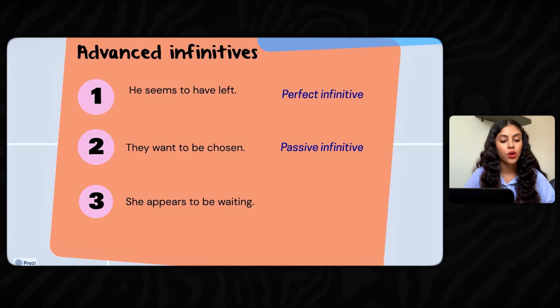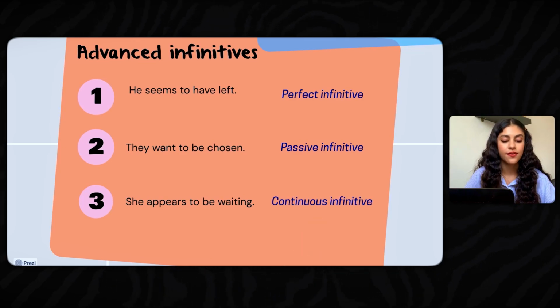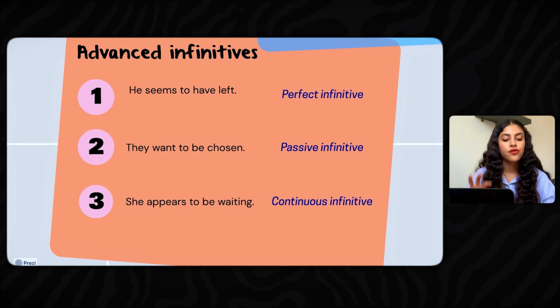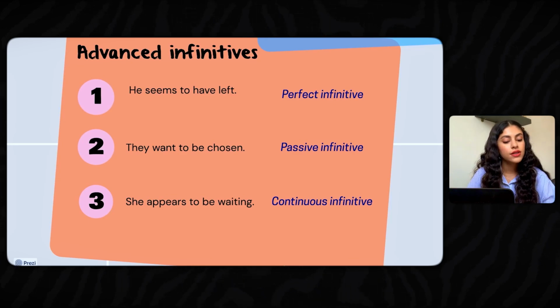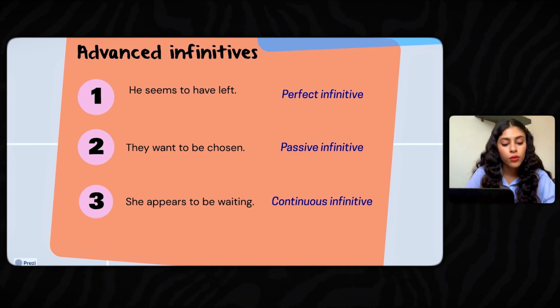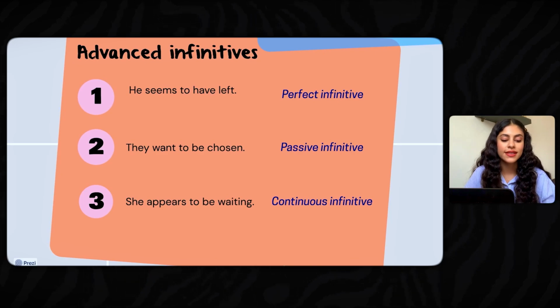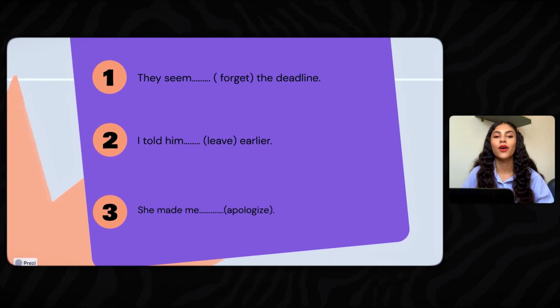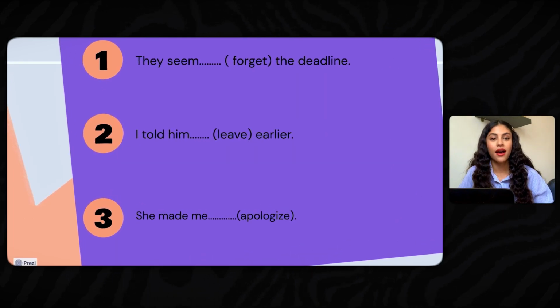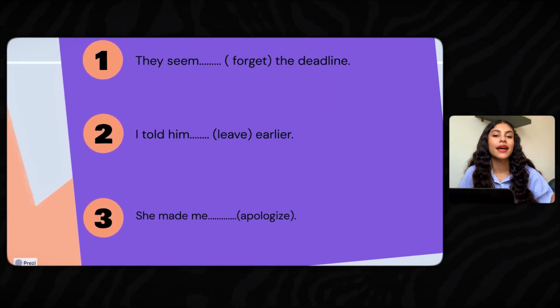And then we have got continuous infinitive, to be waiting. She appears to be waiting. It focuses on ongoing action. All of these are great for formal writing and speech. Okay, now in this part, I have got some exercises for you. I let you pause the video and fill in the blanks.